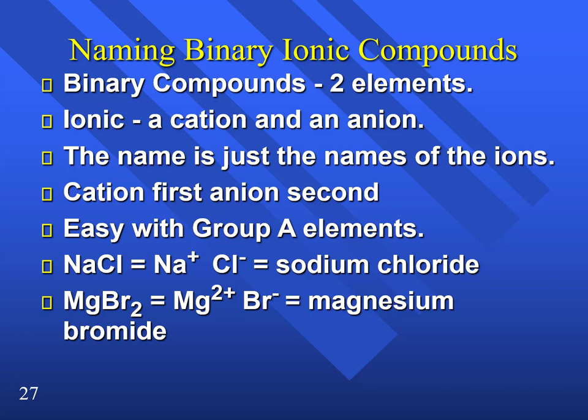MgBr2. If I ask what ions were in MgBr2, you'd say there's an Mg with a 2 plus charge and a Br with a 1 minus charge. There's 2 of the Brs with a 1 minus charge, but those types of ions I have to worry about are Mg2 pluses and Br minuses. Magnesium ions and bromide ions. So the name of the compound is magnesium bromide.